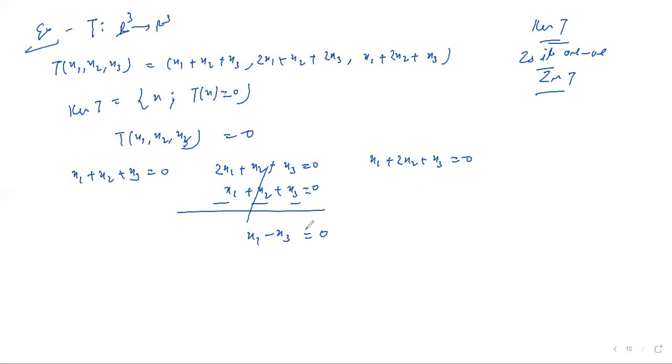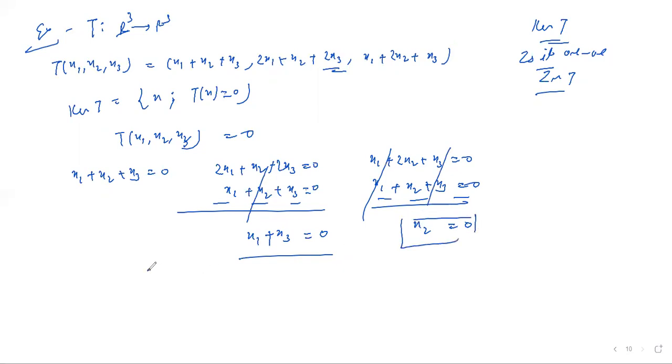x1 minus x3 equals 0. Sorry, it is x1 plus x2 plus x3. Okay, it is 2x3. I'm getting it wrong. So x1 plus x3 equals 0. Similarly, if I put this equation here, it would give me x1 plus x2 plus x3 equals 0. And this will be x2 equals 0. So we got that x1 equals x3 and x2 equals 0.